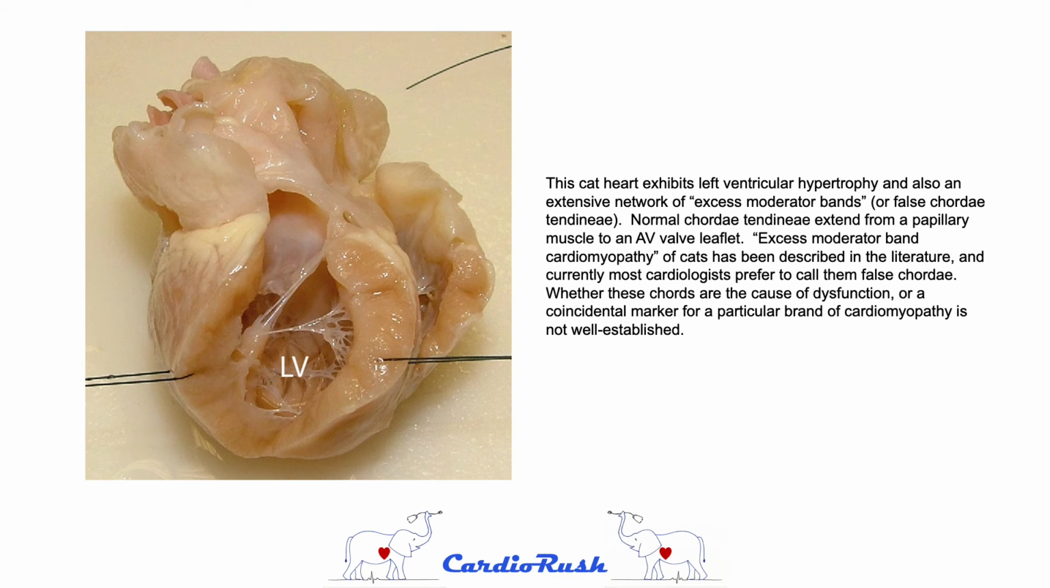This cat had cardiomyopathy and has some atrial enlargement. It's notable for the extensive network of false chordae tendineae, sometimes referred to as moderator bands, in the left ventricle. Normally, chordae tendineae traverse from the papillary muscle to the atrioventricular valve. And this cat has some normal chordae tendineae, but there are additional false chords or abnormal chordae tendineae spanning the cavity of the left ventricle.